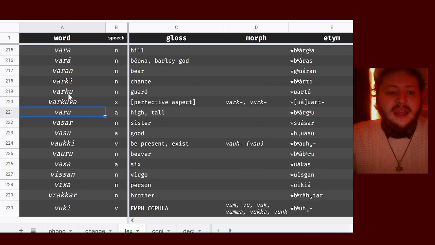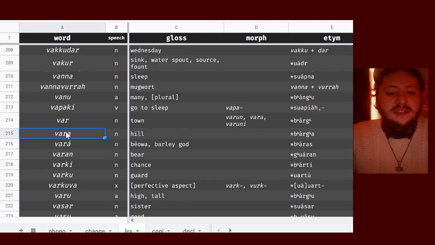Let me find a deviation from stress. I just had to go up 1. Vara, it's a deity, a barley god. And that has the stress at the end, even though it should go here, the second, or like the third to last syllable.